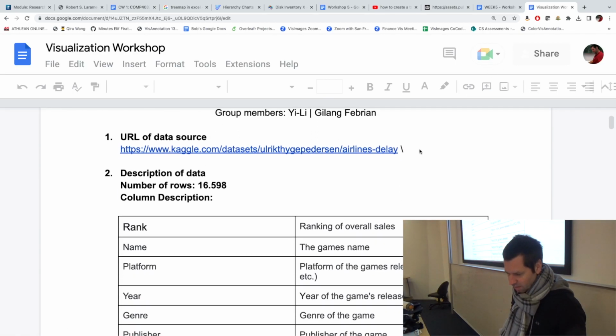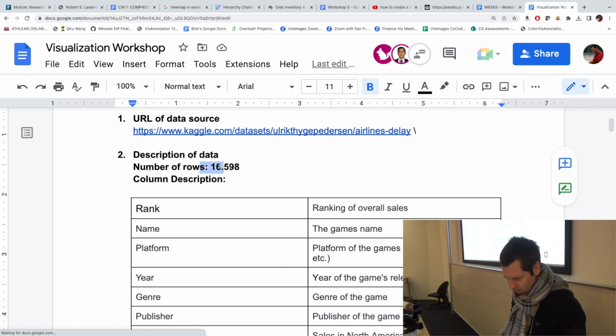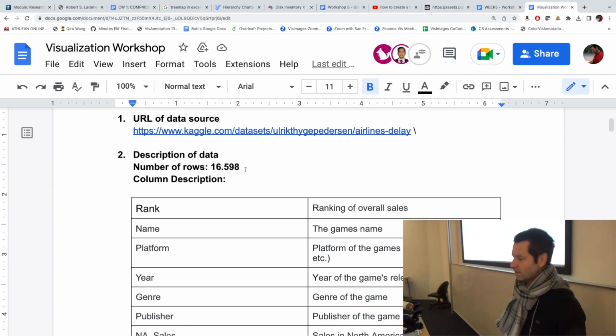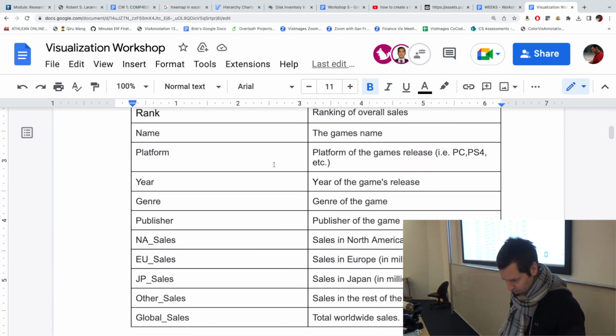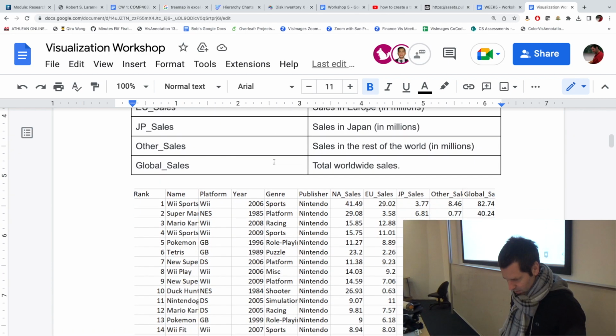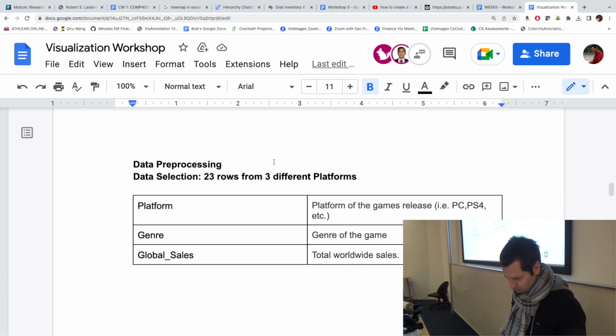And one of the things is, as soon as you get into really big data sets, if that's 16,000, is that 16,000 or 16? That's hopefully 16,000. Okay, sales. Yep. Looks like game sales. Yeah. Games.